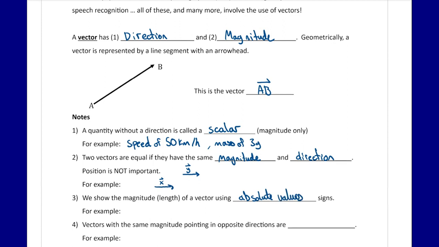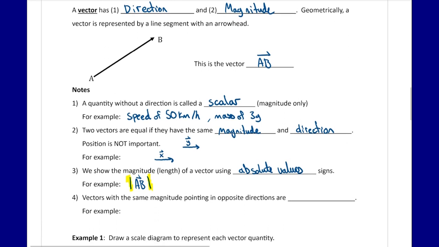And that is just where we have two parallel lines on either side of our vector. Those are the absolute value signs, and that basically just means that we're always dealing with positive values. So regardless of what direction our vector is going in, our magnitude will always be positive. And vectors with the same magnitude pointing in opposite directions are what we call opposite vectors.